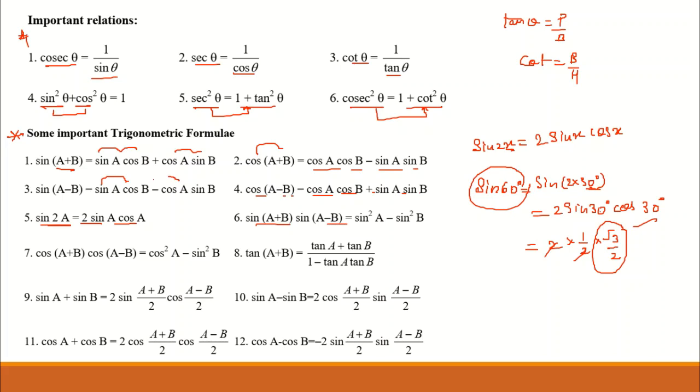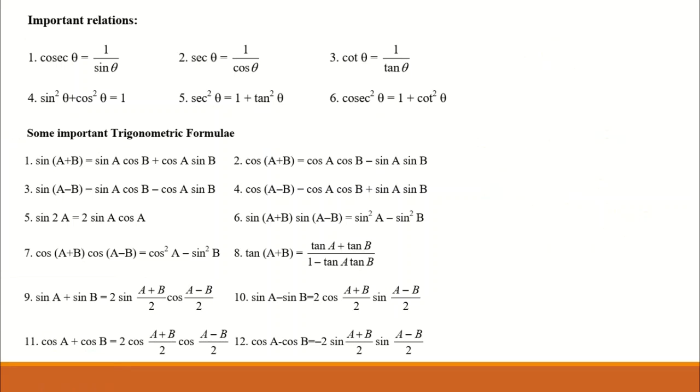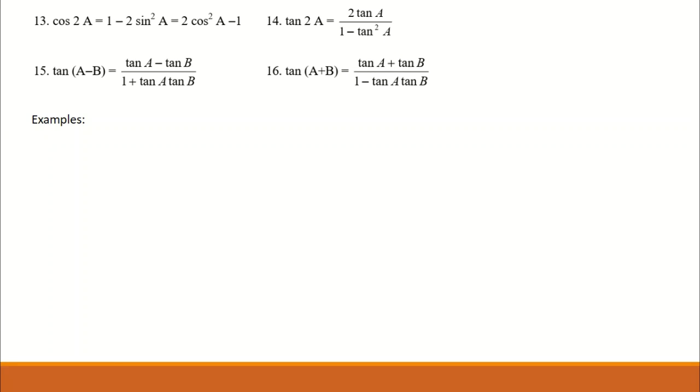Sin(A plus B) into sin(A minus B) is sin square A minus sin square B. Cos(A plus B) into cos(A minus B) is cos square A minus cos square B. Tan(A plus B) is tan A plus tan B upon 1 minus tan A tan B. Sin A plus sin B is equal to 2 sin (A plus B) by 2 into cos (A minus B) by 2. Sin A minus sin B is 2 cos (A plus B) by 2 into sin (A minus B) by 2. These are the formulas of the angle which you have to learn. I suppose that you have gone through these formulas. Let's begin with the next identities.